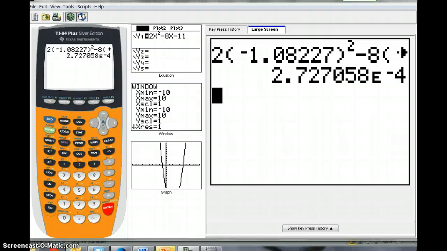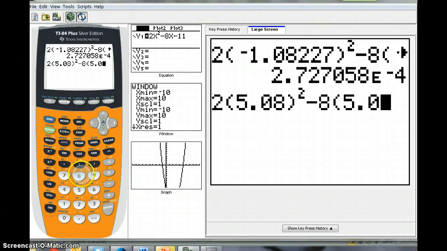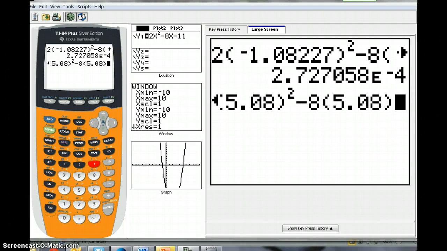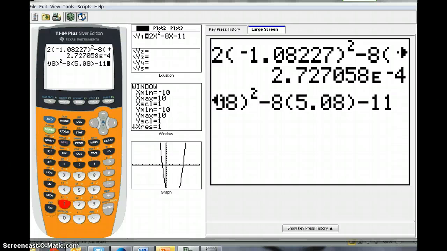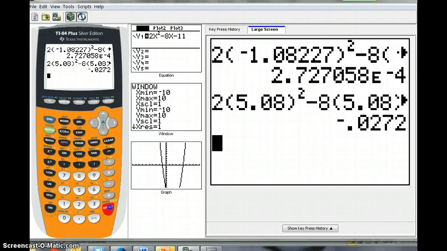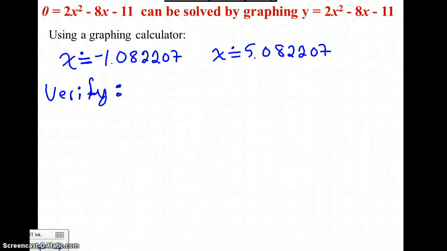All right, so we typed in an approximation. We got approximately 0. Let's try the next one. We won't go to as many decimals this time. So for the second one, let's just go 2 times 5.08, all squared, minus 8 times 5.08, minus 11. And again, this should give us approximately 0. And again, that's close enough for our purposes. That's pretty close to verifying these solutions are true. So we've now verified that these are true.